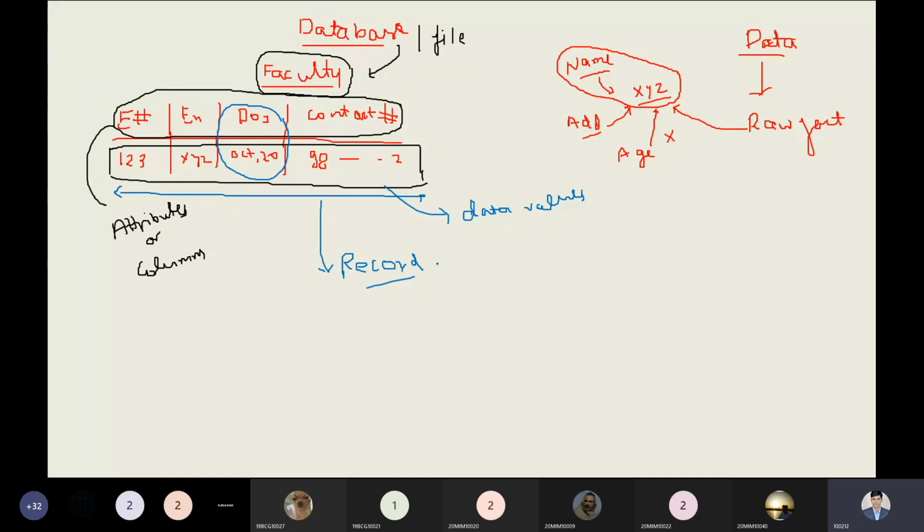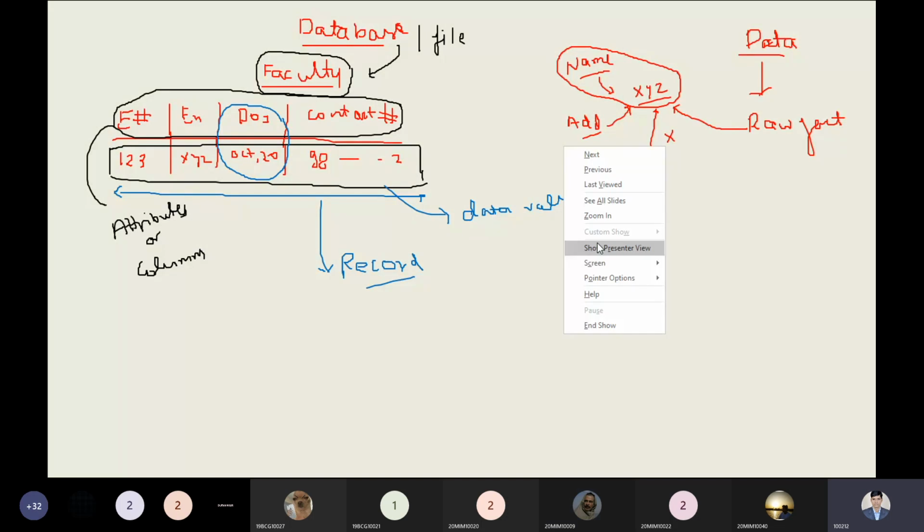So record means the collection of the data values, but it should be followed by the column name. Suppose it is not followed by the column name, then what is this? 1, 2, 3 could be your age, 1, 2, 3 could be your last digit. That is raw data, definitely. As we saw a few minutes ago about raw data, you can see on the right side. So database and data, these two terms are clear to all? Yes, sir.